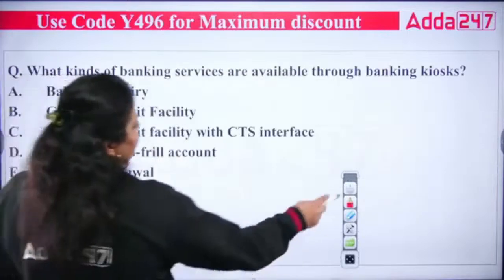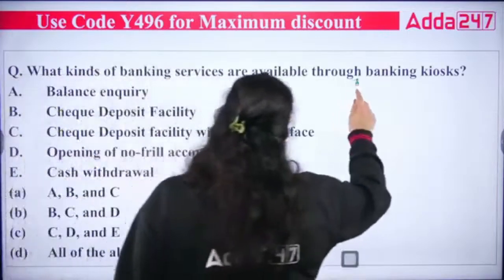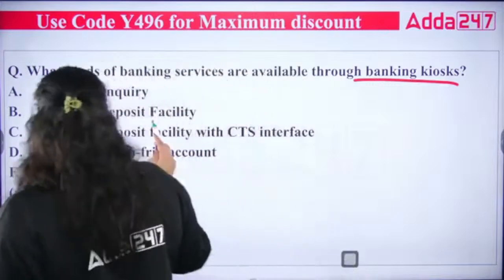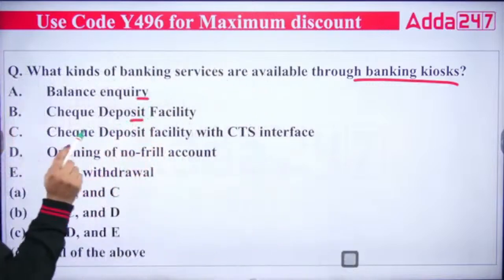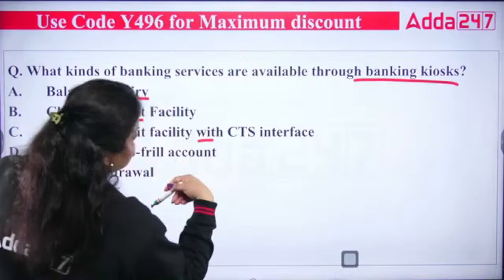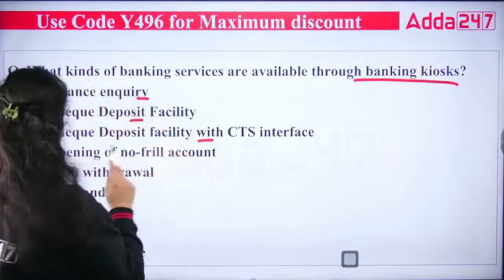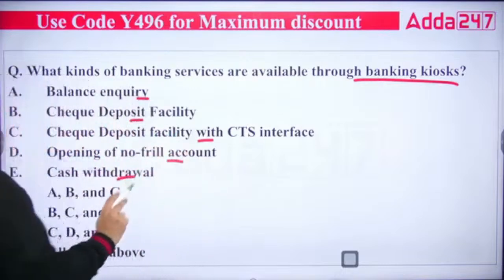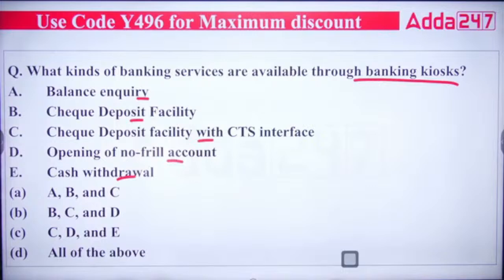What kind of banking services are available through banking kiosk? The balance inquiry, the check deposit facility, the check deposit facility with CTS. CTS is check truncation interface. Opening of no frills account, cash withdrawals. So what do you think? Which of the following is correct? Services offered through kiosk banking.